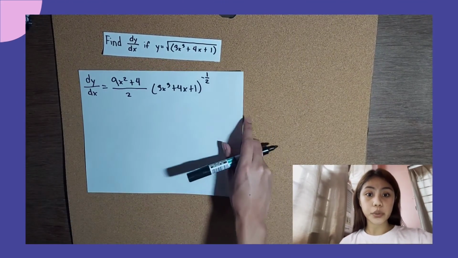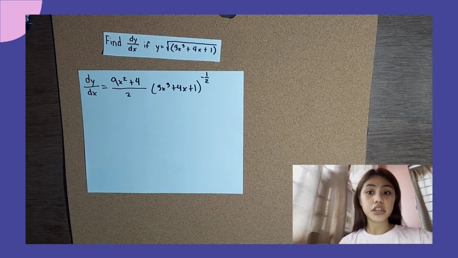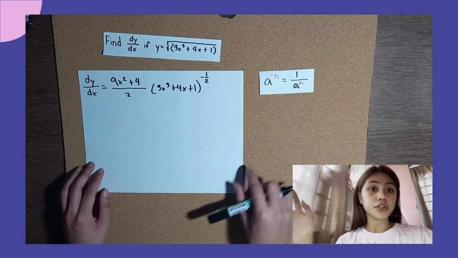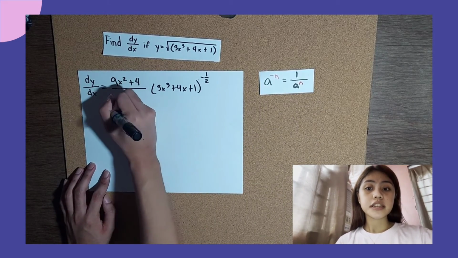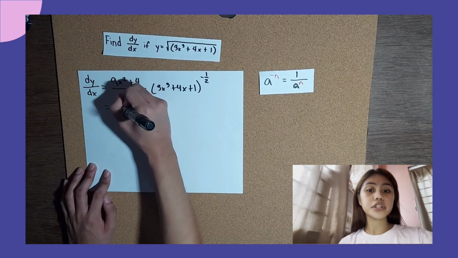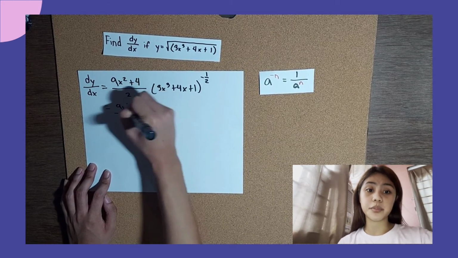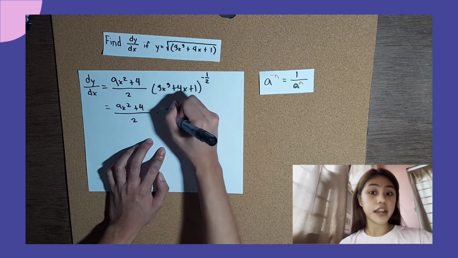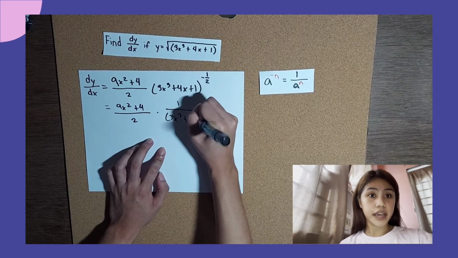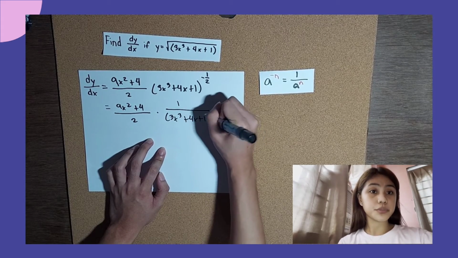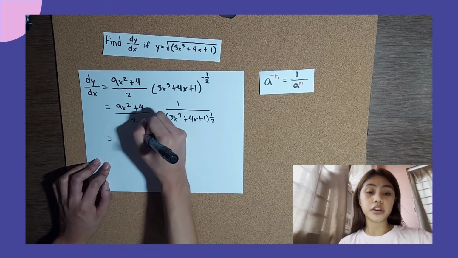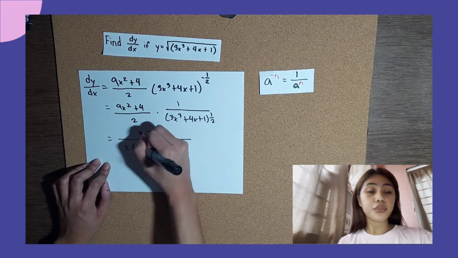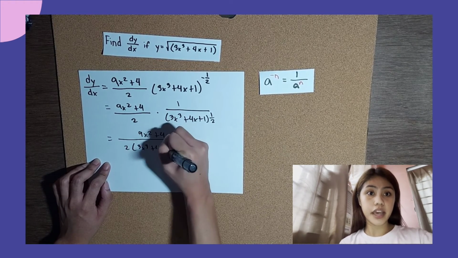Since we can't have a negative exponent, we'll express this with a positive exponent, using a raised to the power of negative n equals 1 over a raised to the power of n. So first, copy 9x squared plus 4 over 2 and multiply it with a newly transformed expression, which is 1 over the quantity of 3x cubed plus 4x plus 1 raised to the power of 1/2. Now, we multiply both expressions, which gives us 9x squared plus 4 over 2 times the quantity of 3x cubed plus 4x plus 1 raised to the power of 1/2.